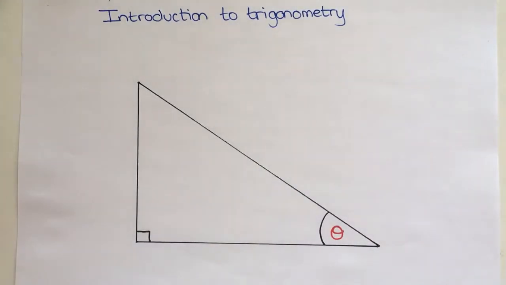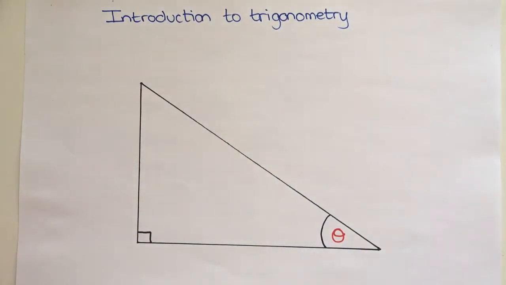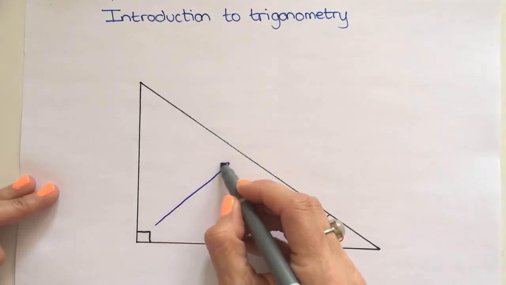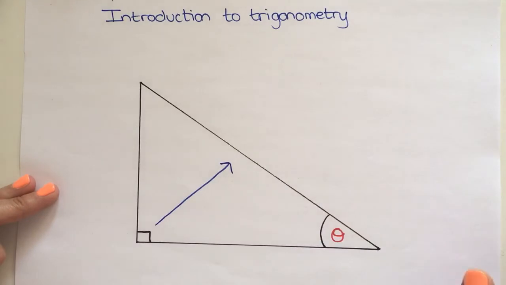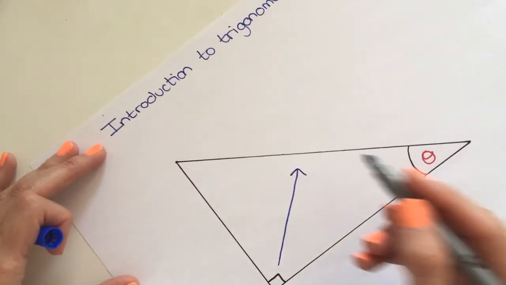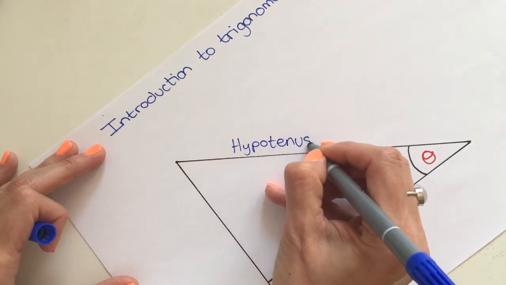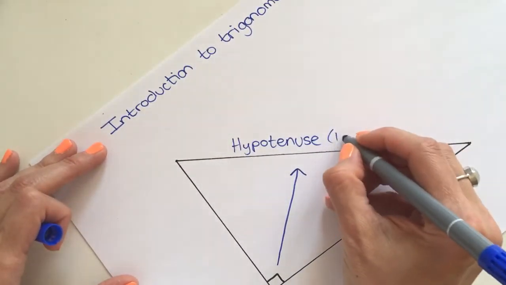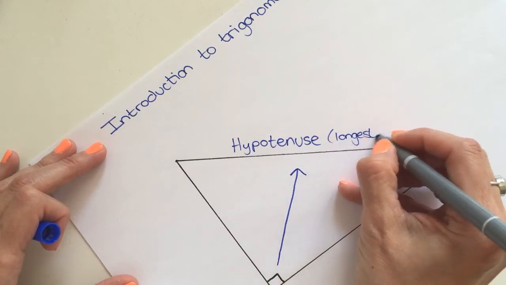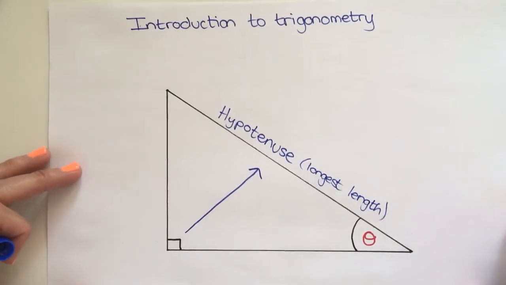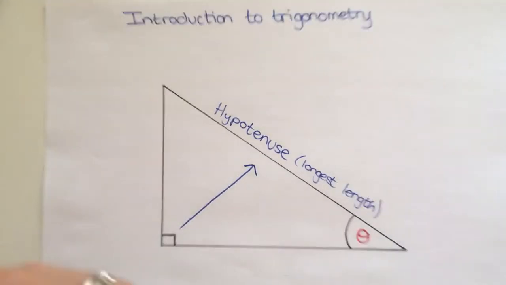Now, the first thing we're going to do is label the right angle triangle. So the very first thing that we're going to label is the length that is opposite the right angle. Always reference it opposite the right angle, and that is the hypotenuse. Now, the hypotenuse is always the longest length, and we looked at this when we were looking at Pythagoras. So the hypotenuse is the longest length.